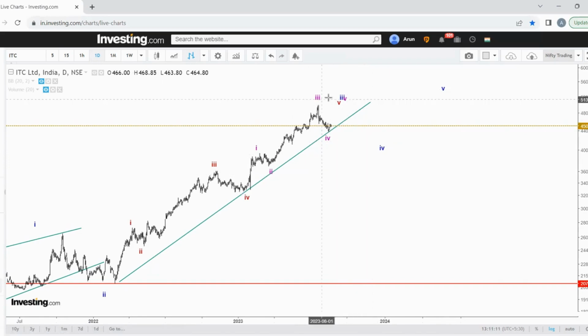Anyway, the point is we have already completed the third, or are near the end of the third. So just have it in that idea.